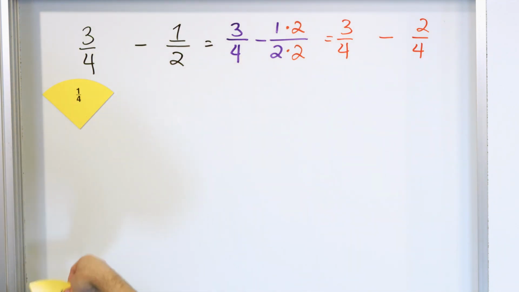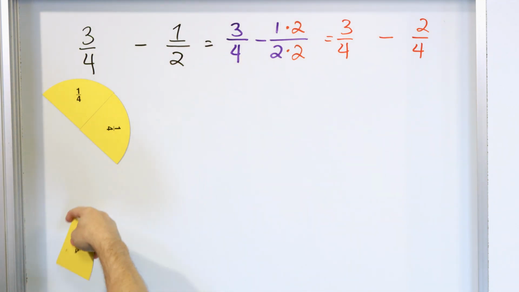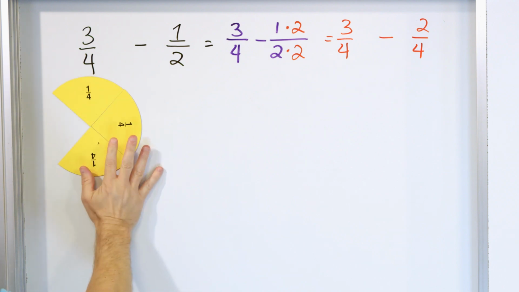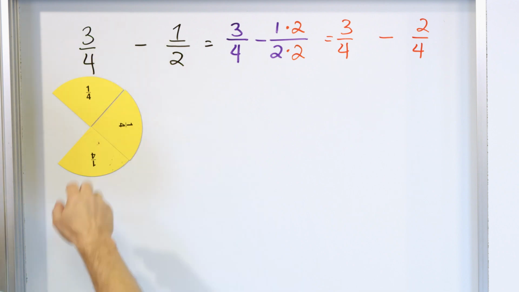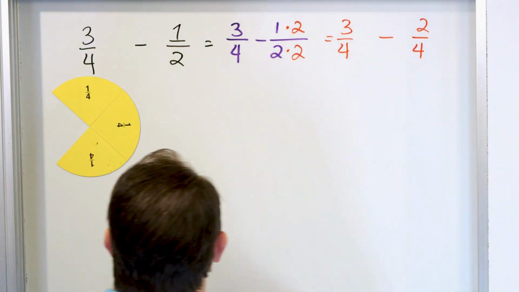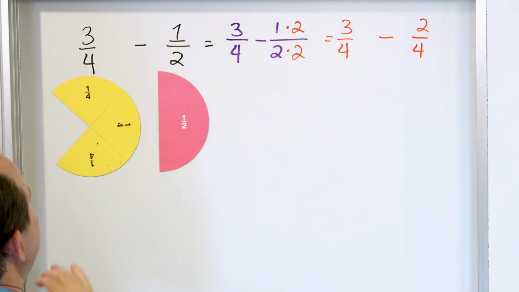We have 3/4, that's 1/4, 2/4, and then we have 3/4 of a pizza. So I'll put that under this guy right here. And we're going to start with this much, but we're going to take away half of a pizza. So this is half. So we're going to take away half there.